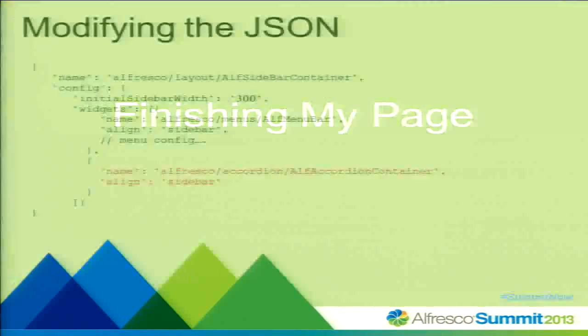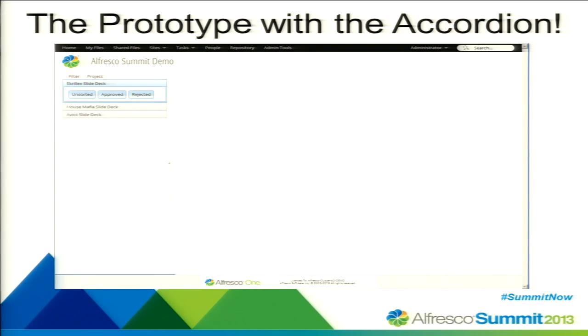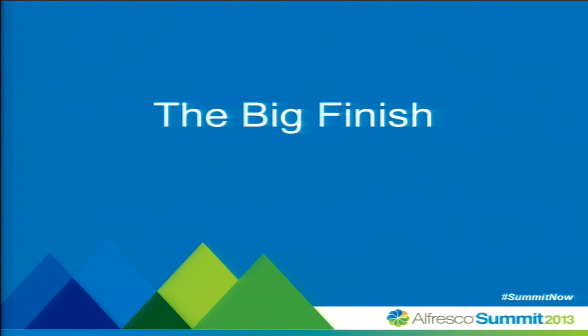So to finish my page, I just added in this directive, so it's got the name of the accordion container. I told it I want it to be in the sidebar, and that's what the page looks like now. So that took way less than it took me to develop the other page code, which was maybe about 3 or 4 days of work.